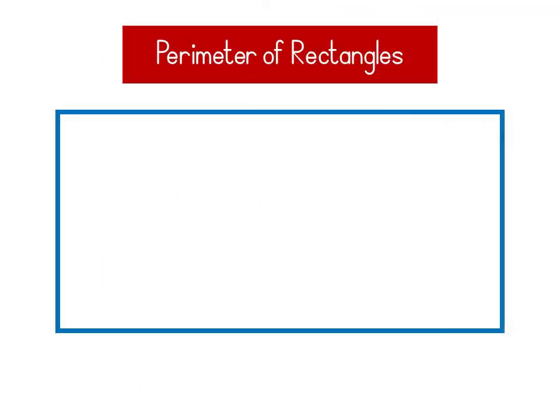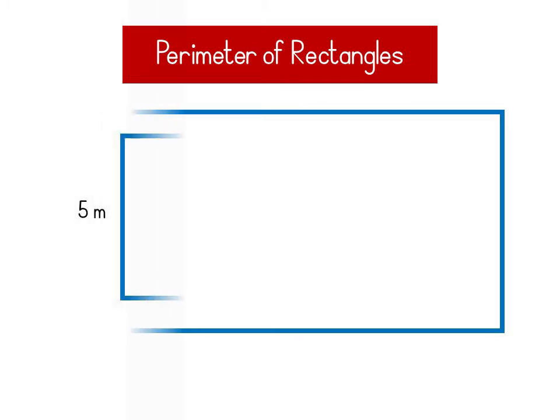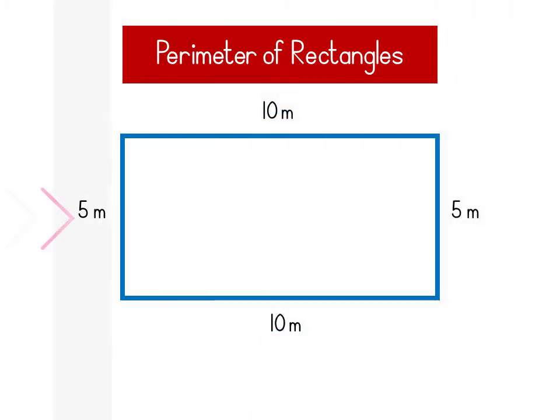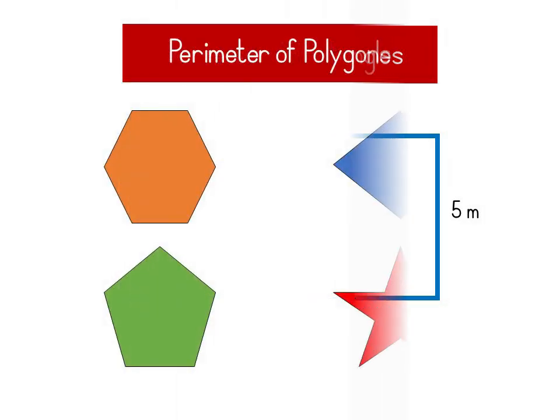Explain to learners that to measure the perimeter of a rectangle, they should measure the 2 short sides and 2 longer sides. They can add the sides in any order. The 2 short sides, 5 meters plus 5 meters equals 10 meters. The 2 longer sides, 10 meters plus 10 meters equals 20 meters. The perimeter is a total of 10 meters plus 20 meters, which equals 30 meters. Remember that the unit is important.